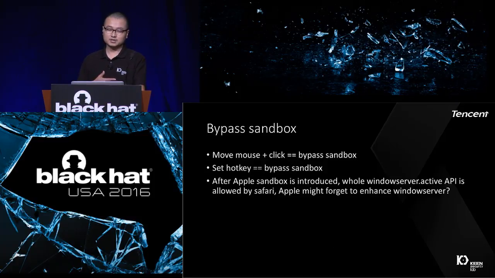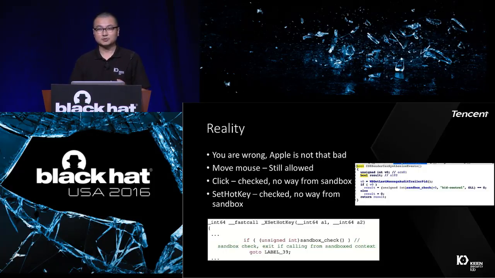For example, if we need to bypass the Sandbox, the first thing we think of is moving the mouse plus click. If we can simulate this operation, then it means bypassing the Sandbox, because we can move the mouse to the calculator icon and then perform a double click. And also we may set a hotkey to set up our own customized hotkey. So let's do the real exam to see how they can be done.